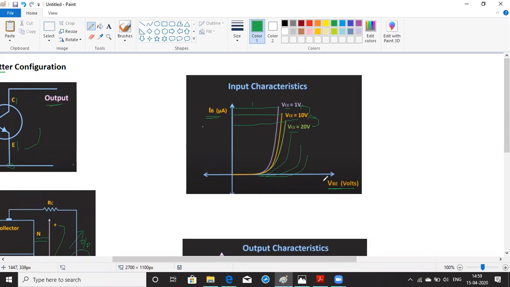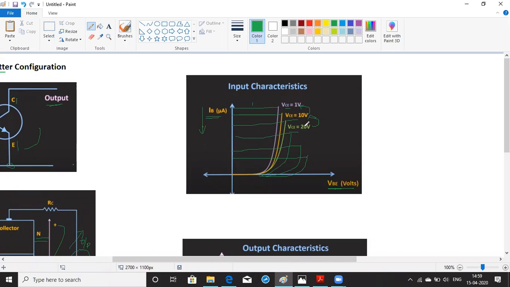But in the previous case, when you're increasing the voltage, the characteristics were moving towards the y-axis in the common base configuration, right? But in this case, it is not going to happen. It is moving towards the x-axis. So why is it moving towards the x-axis? That indicates whenever it is moving, the base current is changing. You can observe this one. When you are increasing the voltage, the base current is getting dropped. The base current is decreasing. So why is it decreasing?